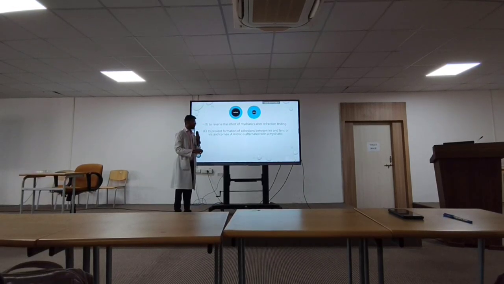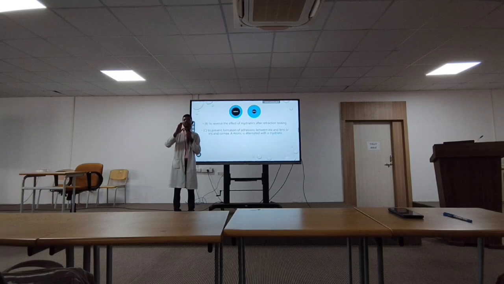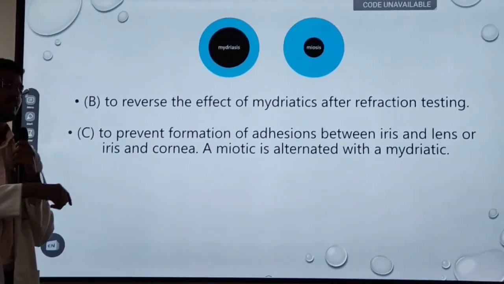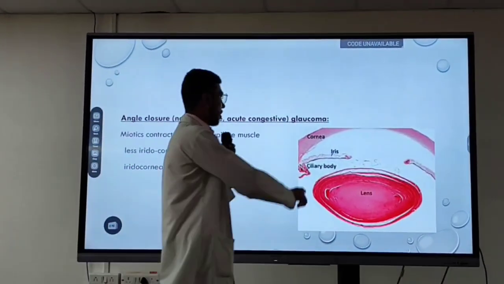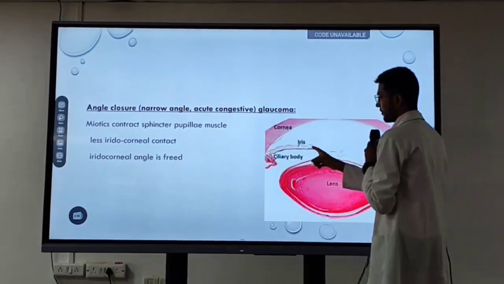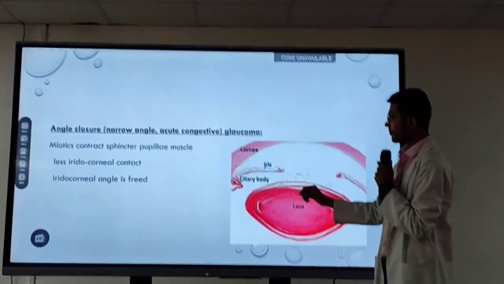The third use is that we prevent the adhesion of the cornea, iris and the lens. To achieve this, we administer a myotic and a mydriatic alternately. Look at this. We have the cornea, we have the iris, and we have the lens.